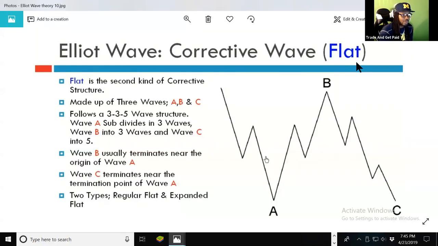Less is more when you're looking for certain structures, right? So this corrective wave here is a flat kind of structure made up of 3 waves, ABC, right? It has a 3-3-5 structure where the first wave is 3, the second wave is 3, and the last wave is 5. Wave B basically terminates near the origin of wave A, basically the beginning of wave A. So we have our beginning point of wave A, our X to A, and then price pulls back up. It won't make a higher high from this point because we know this is typically the end of wave 5 as well. So we know price can pull up to this area, drop off.